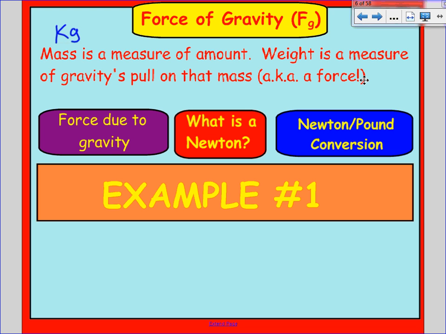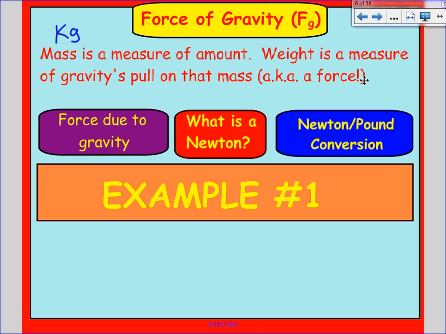So when you step on a scale in the bathroom and you read your weight, what you're really measuring is gravity's pull on your mass. So if you measured your weight in your bathroom versus maybe measured your weight on the top of Mount Everest, it would probably read slightly different because gravity's pull on Mount Everest is different than gravity's pull probably in your bathroom. Same thing, if you were to take the same bathroom scale and go to the moon and step on the scale, you would definitely read much different than on Earth because gravity's pull on the moon is different than gravity's pull here on Earth. So when we talk about force gravity, we're really talking about weight, not mass.